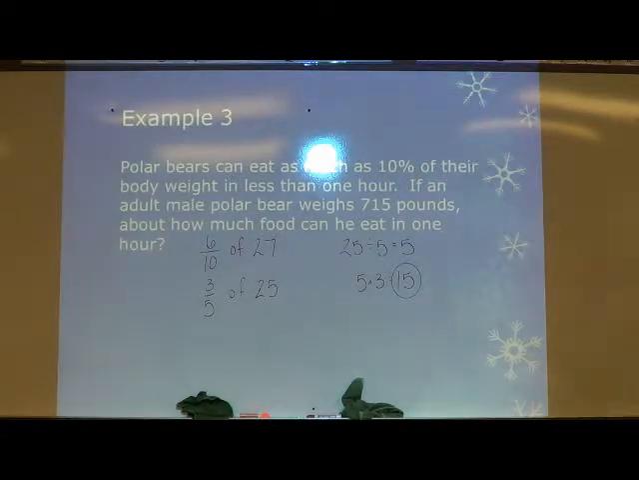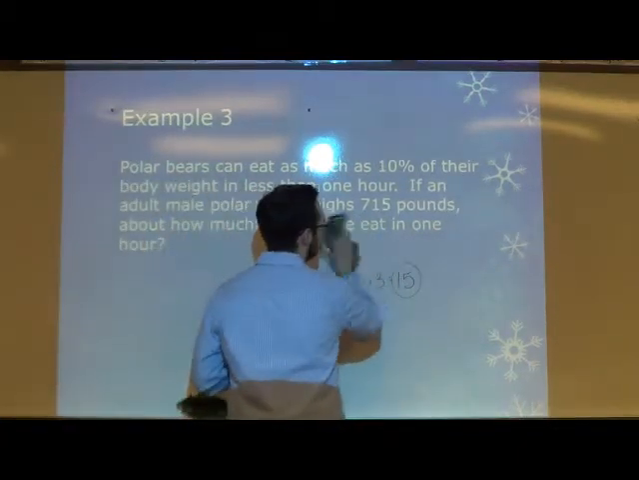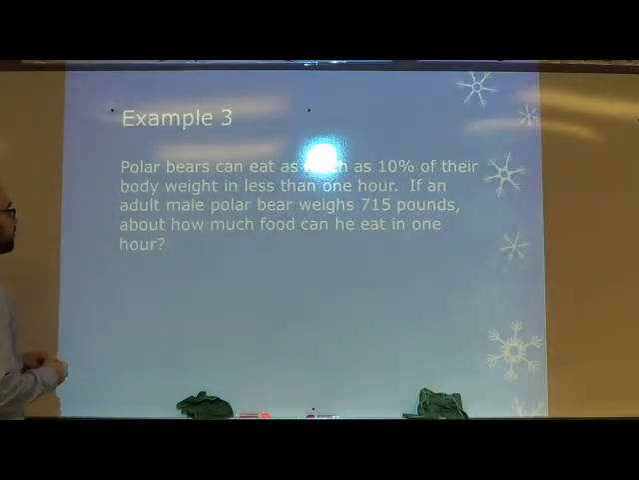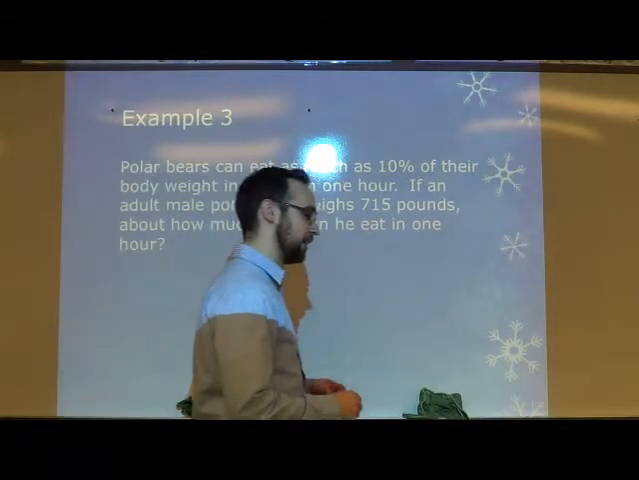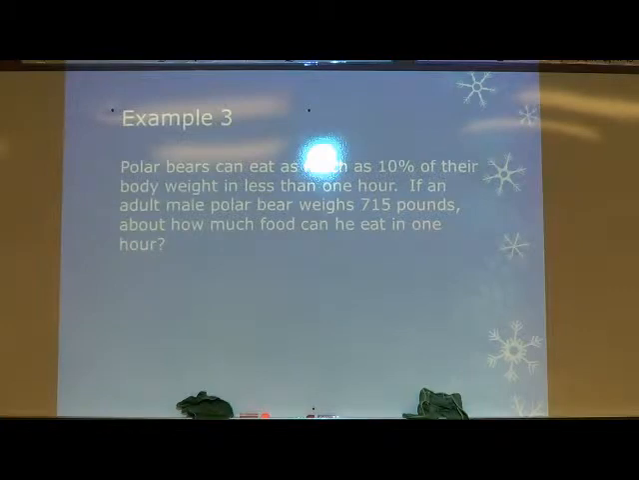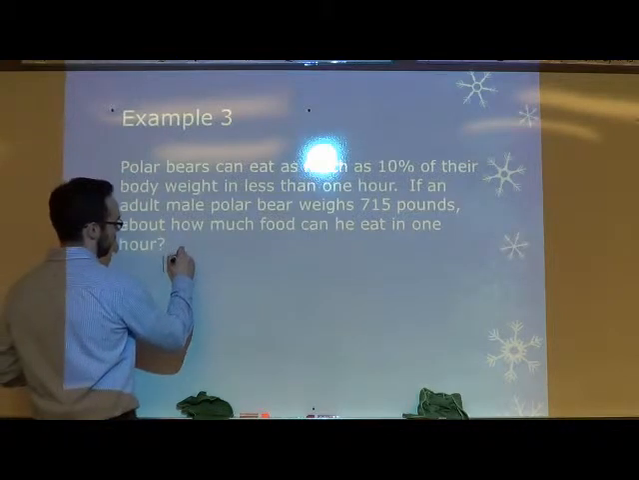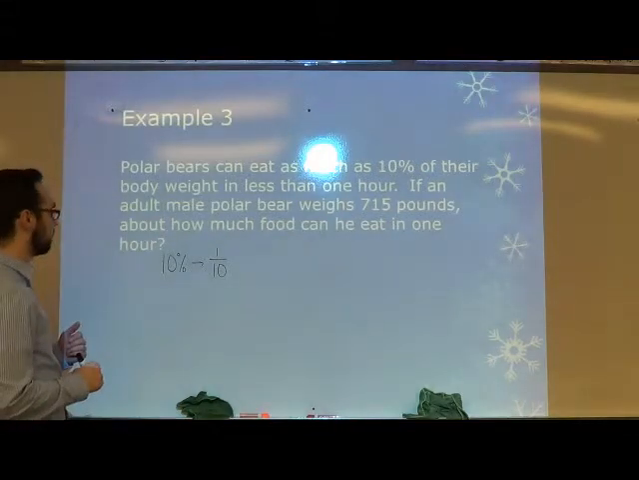And we do this word problem. We're going to do this same kind of situation here, but with a word problem instead. I know you guys love word problems. It says polar bears can eat as much as 10% of their body weight in less than 1 hour. If an adult male polar bear weighs 715 pounds, about how much food can he eat in 1 hour? Now, 10% is not on our chart, but 10% is what as a fraction? It's 1/10. So that 10% I'm going to rewrite as 1 over 10. 10 out of 100, 1/10.